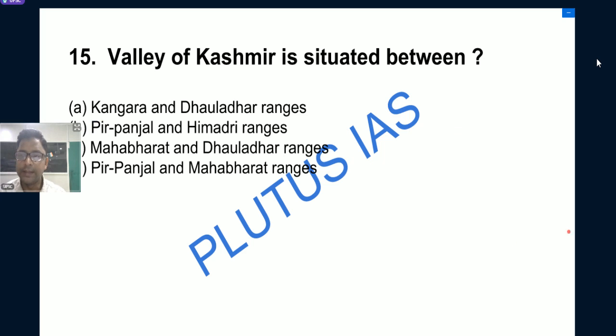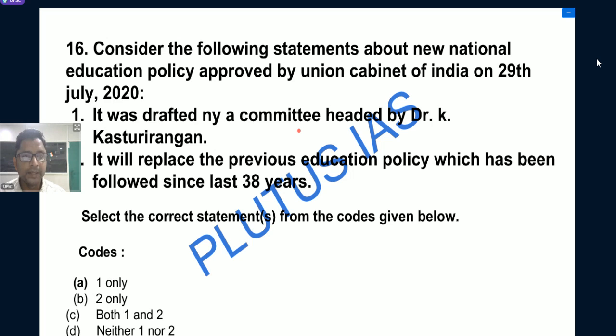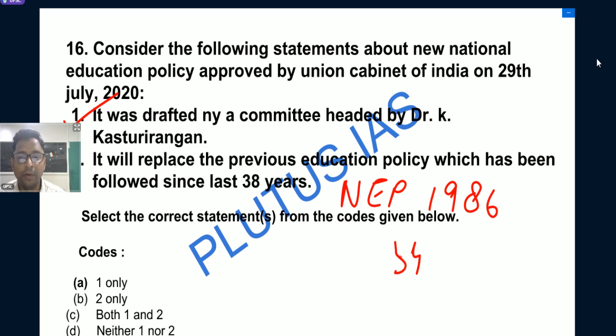Then question number 16. Consider the following statements about the new National Education Policy approved by the Union Cabinet of India on 29th of July 2020. It was drafted by a committee headed by Dr. K. Kasturirangan. This statement is correct. It will replace the previous education policy which has been followed for the last 38 years. Now the previous education policy which we are following at present was the National Education Policy 1986, and from 1986 to 2020 it is 34 years, and it is given as 38 years.